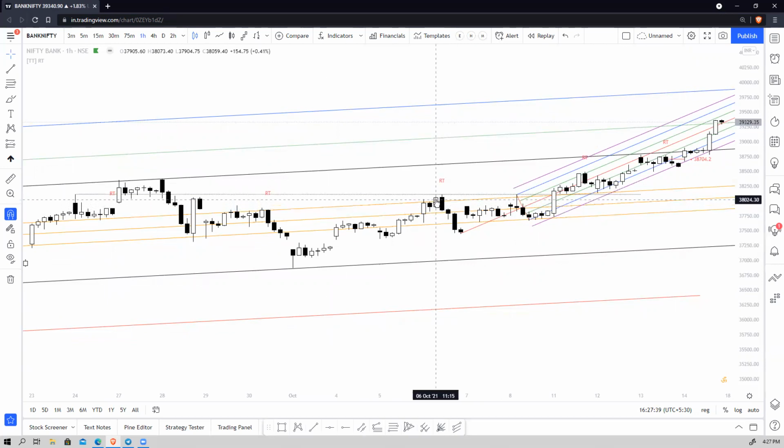See, strong bullish candle and right away strong bearish candle indicates strong bears in the market. Strong bearish candle and right away strong bullish candle indicates strong bulls in the market. So that's how you identify RT.